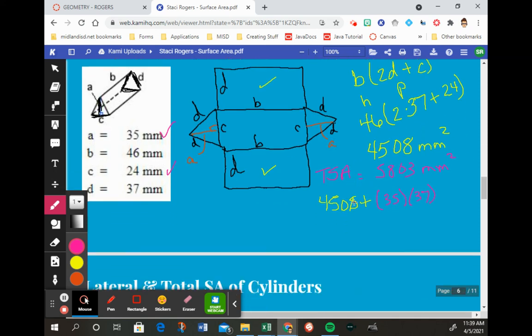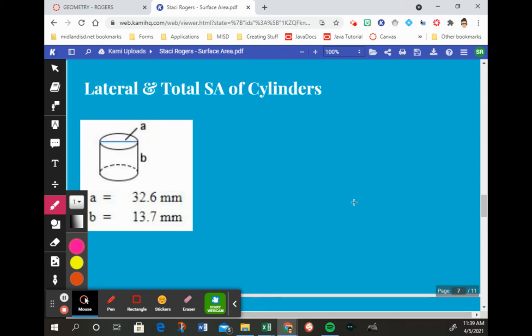Okay. What about a cylinder? Once again, we're going to do Ph for lateral surface area. But what's the perimeter of a circle? It's the circumference. It's this right here, the circumference going around. So we're going to do big P equals 2 pi r. That's what P is.